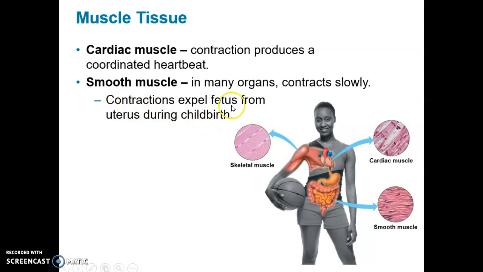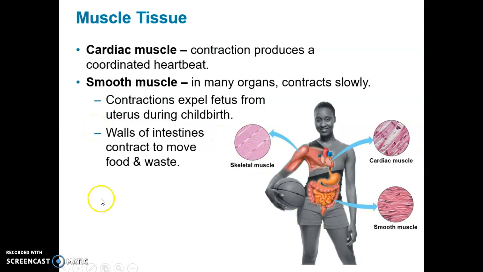Or the smooth muscle of the uterus, it contracts during labor to push the fetus out through the birth canal at childbirth. Or say the smooth muscle of the urinary bladder, when the urinary bladder fills, the smooth muscle will contract, allowing you to urinate, pee. Okay? And again, lining the walls of the intestines, but also most of the digestive tract, allowing the movement of food and then ultimately waste materials out of the body.